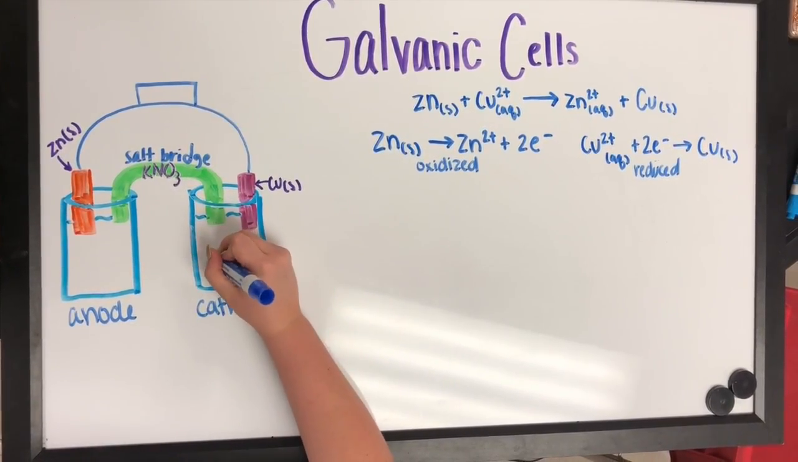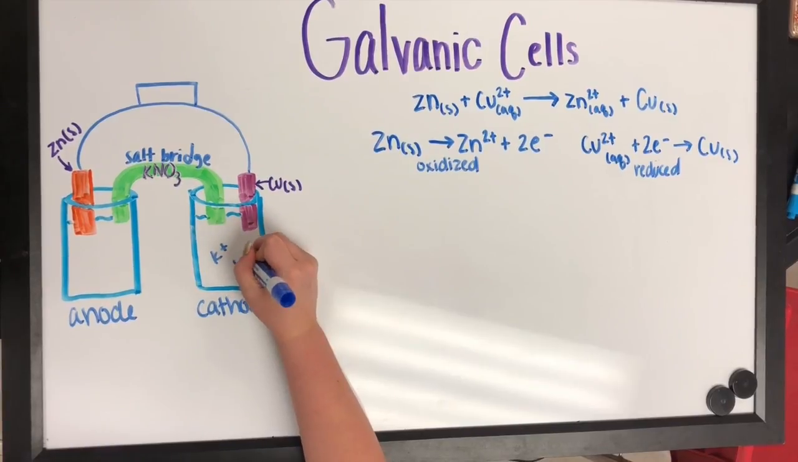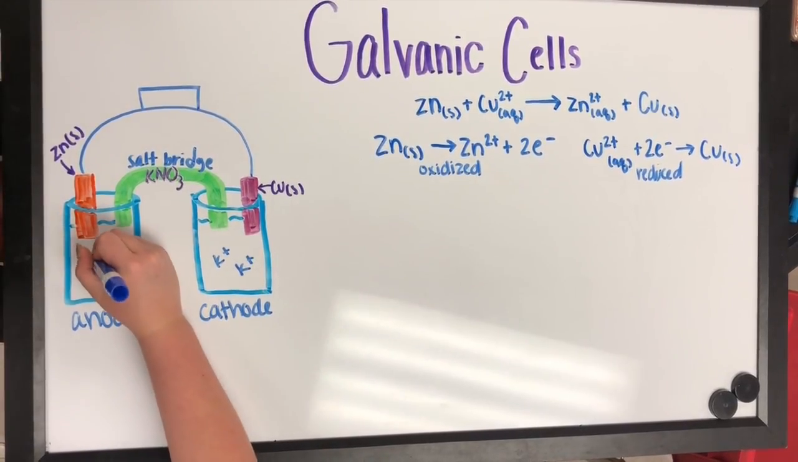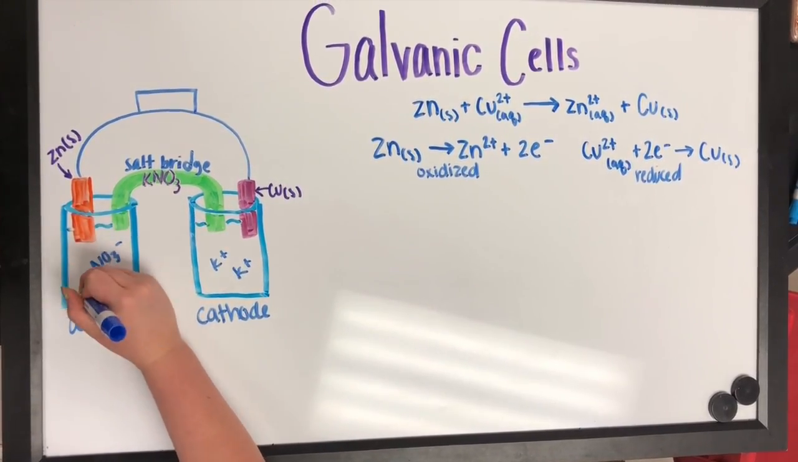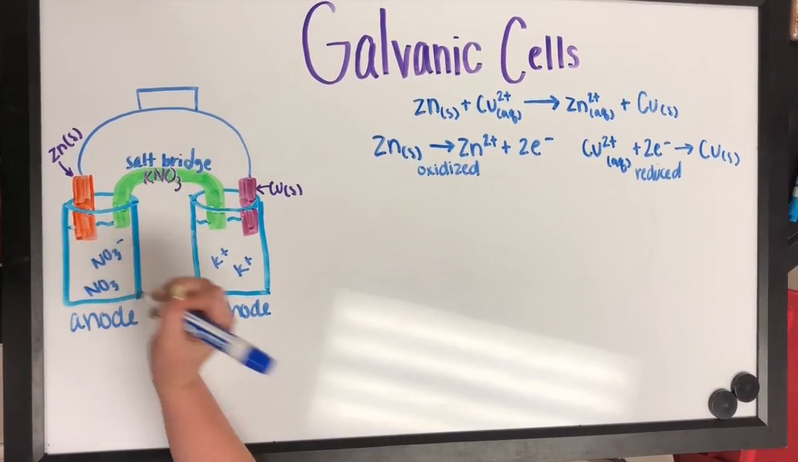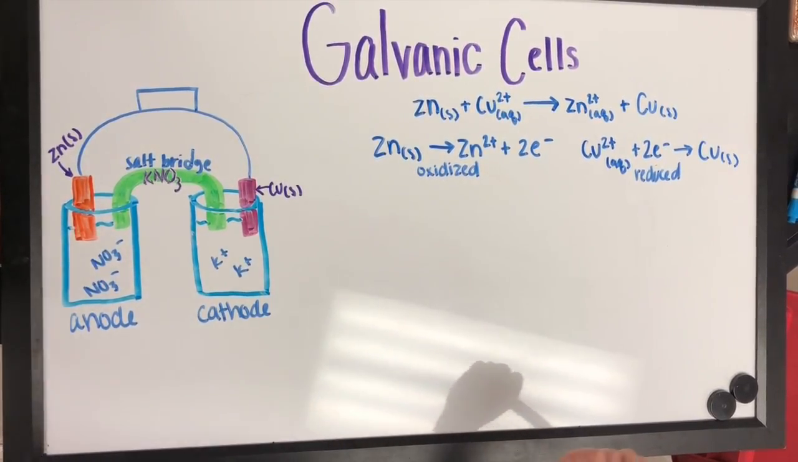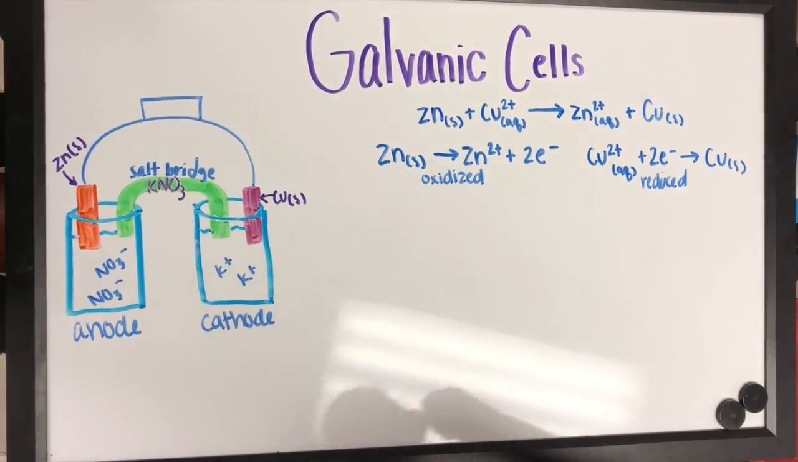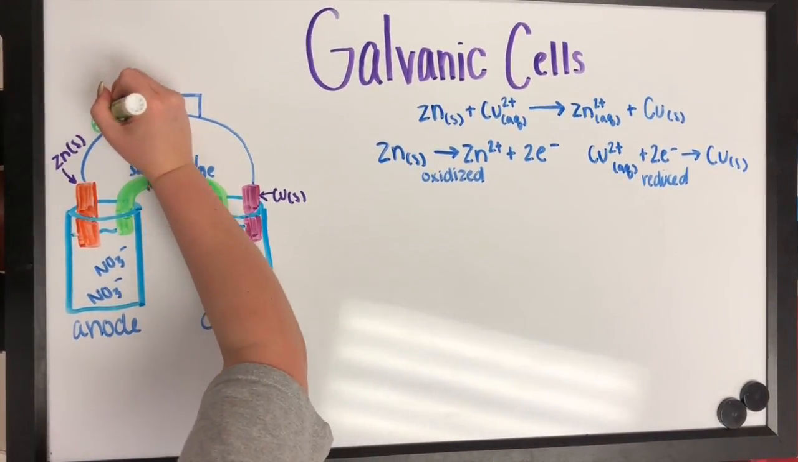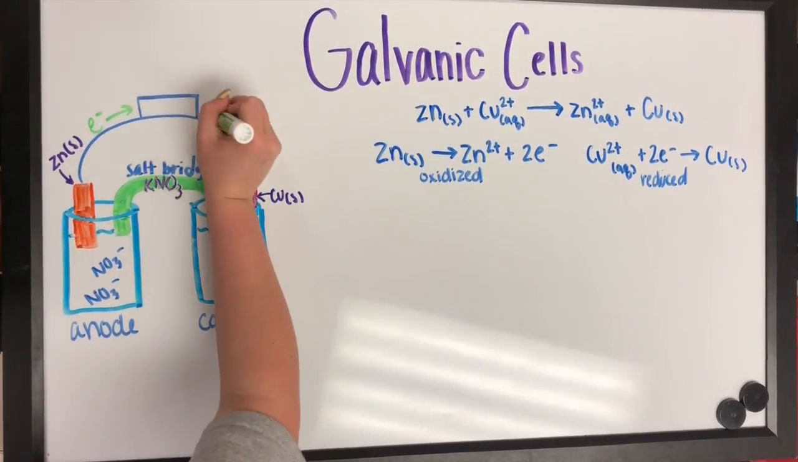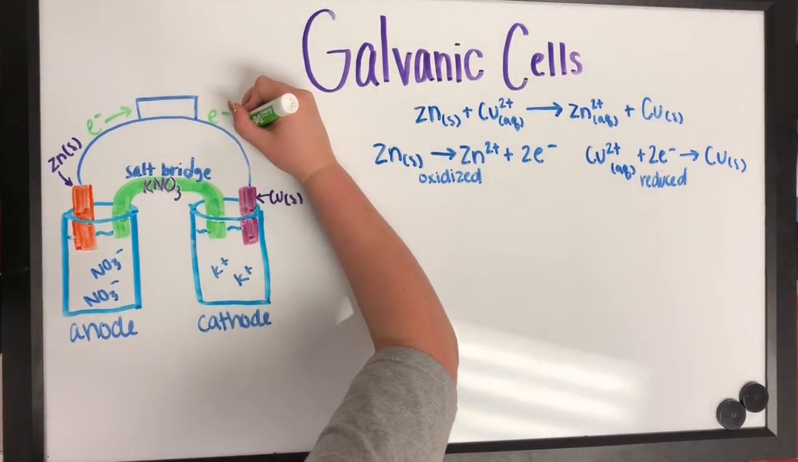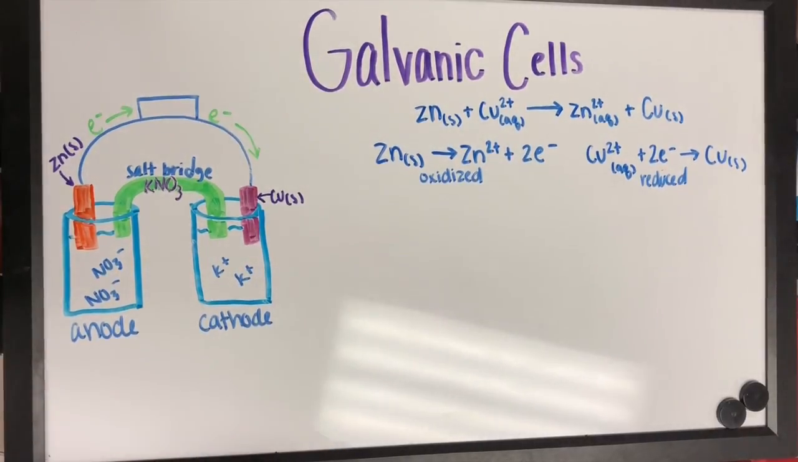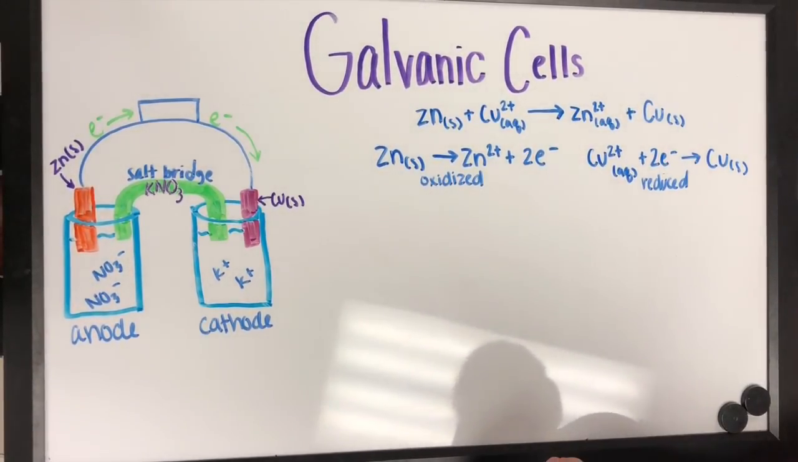Next, we're going to talk about the salt bridge and which ions will neutralize which side. So the positive ions of potassium are going to neutralize the copper, the cathode, and the nitrate ions are going to neutralize the zinc ions in the anode. As you know, electrons flow from the anode to the cathode, so you can see that the electrons are moving through the wire towards the copper from the zinc.